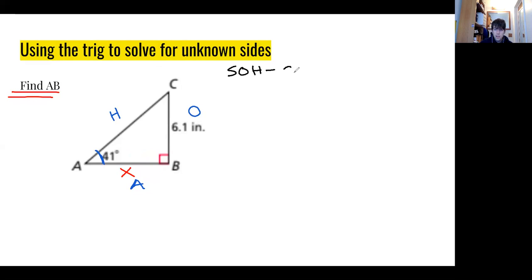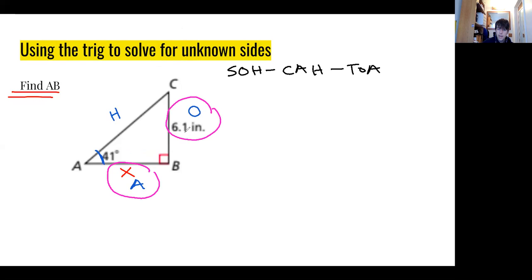So, SOH CAH TOA. We choose the trig function based on the sides. We choose the side we know and the side that we want to know. And together, those are going to tell us which trig function and trig ratio we're going to be using.